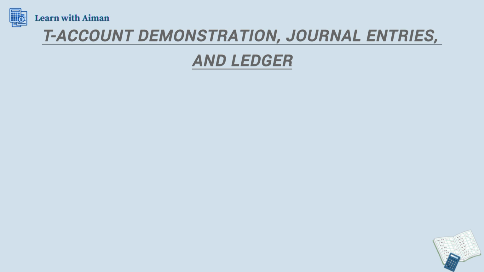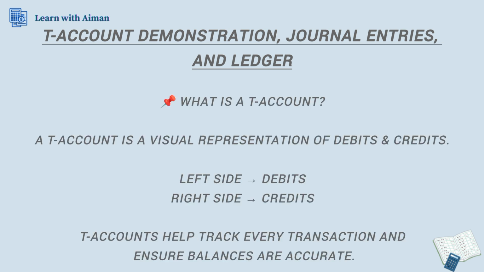T account demonstration, journal entries and ledger. What is a T account? A T account is a visual representation of debits and credits. Left side is the debit side and the right side is the credit side. T accounts help track every transaction and ensure balances are accurate.